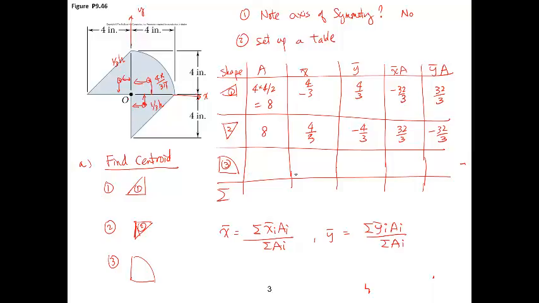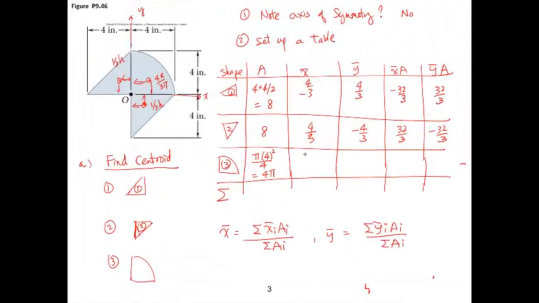Here's my quarter circle. The area A of a circle is pi r squared, but since this is a quarter circle, it's 4 pi. My x bar for the quarter circle is 4 times 4 divided by 3 pi. My y bar, same thing, 4 times 4 over 3 pi.